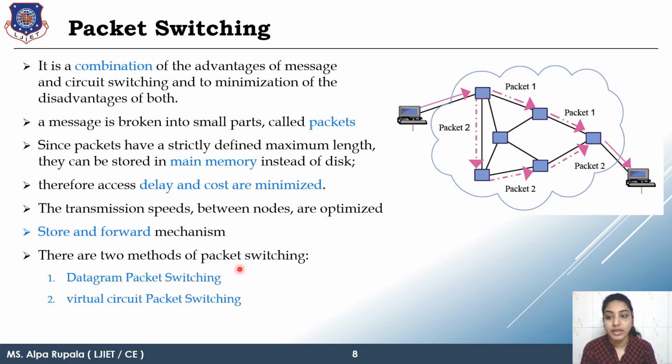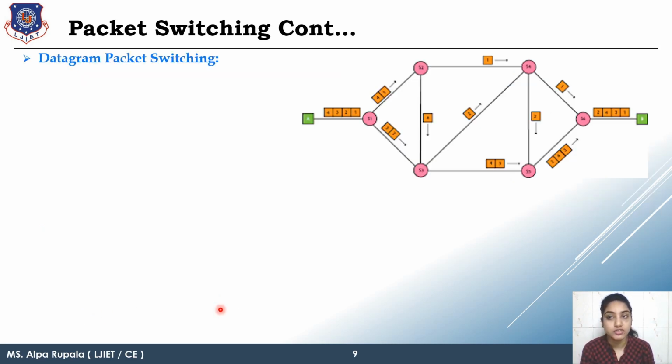So here are the two techniques for packet switching. The first technique is datagram packet switching and the second technique is virtual circuit packet switching. First we are seeing the datagram packet switching. As we have told earlier, your message is divided into smaller parts known as packets. Packets are given a destination address, source address, and sequence number. Here the sequence numbers are 1, 2, 3, 4, and then we give them to the network.